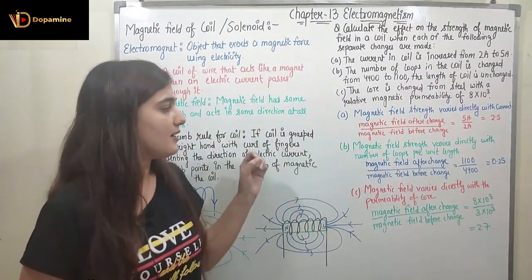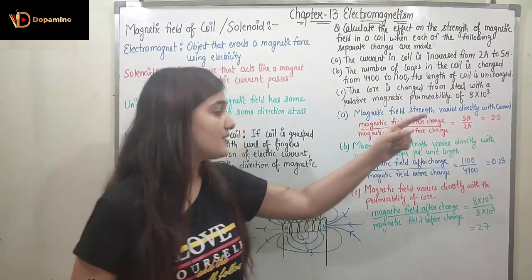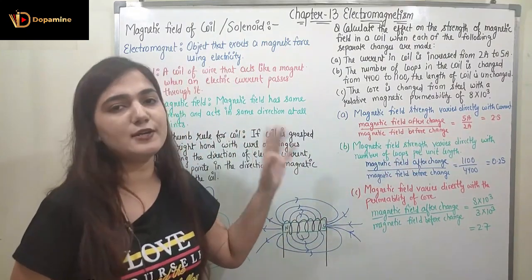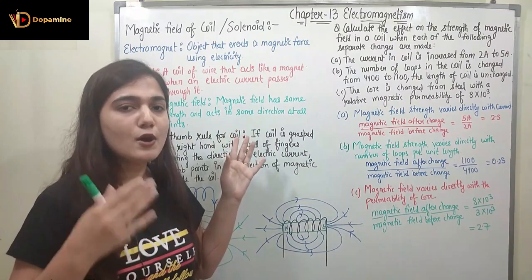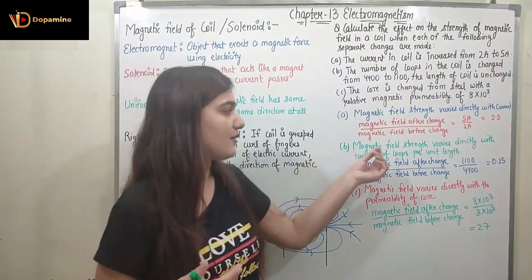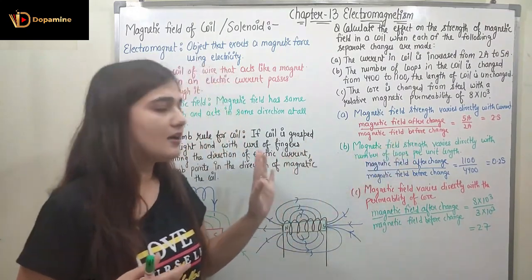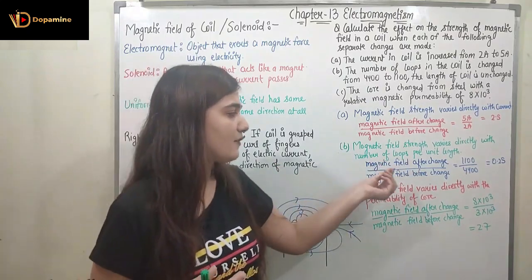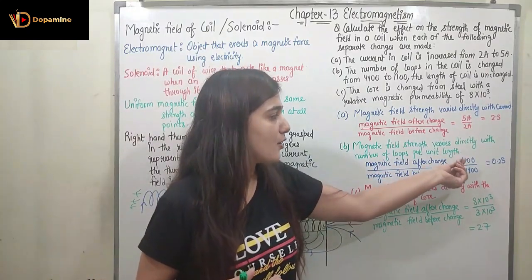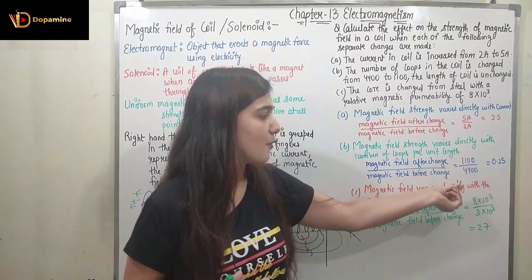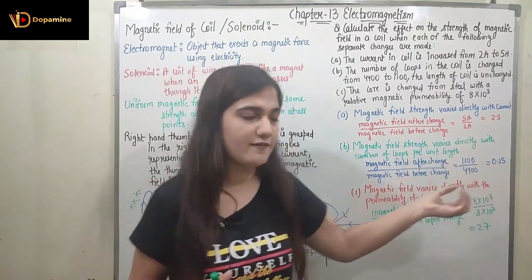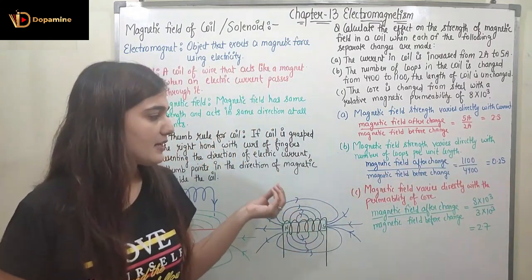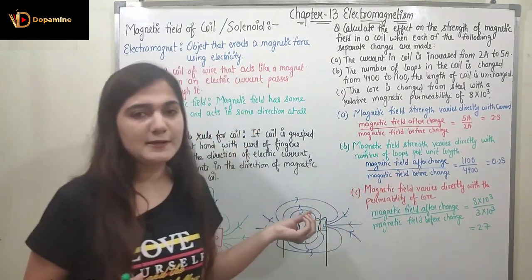Now coming to the second part. The magnetic field strength varies directly with the number of loops per unit length. So the magnetic field after change upon the magnetic field before change is equal to the number of turns, 1100 upon 4400, which is 0.25.